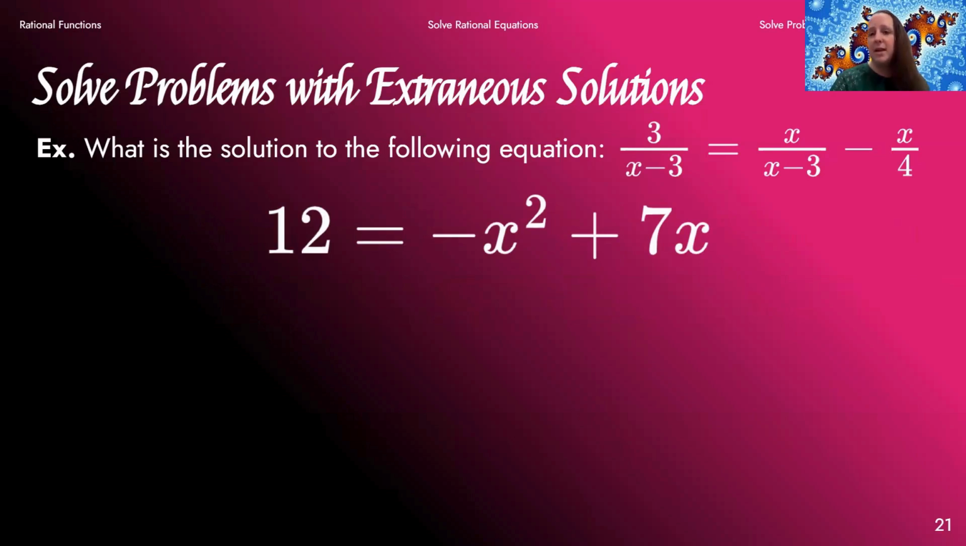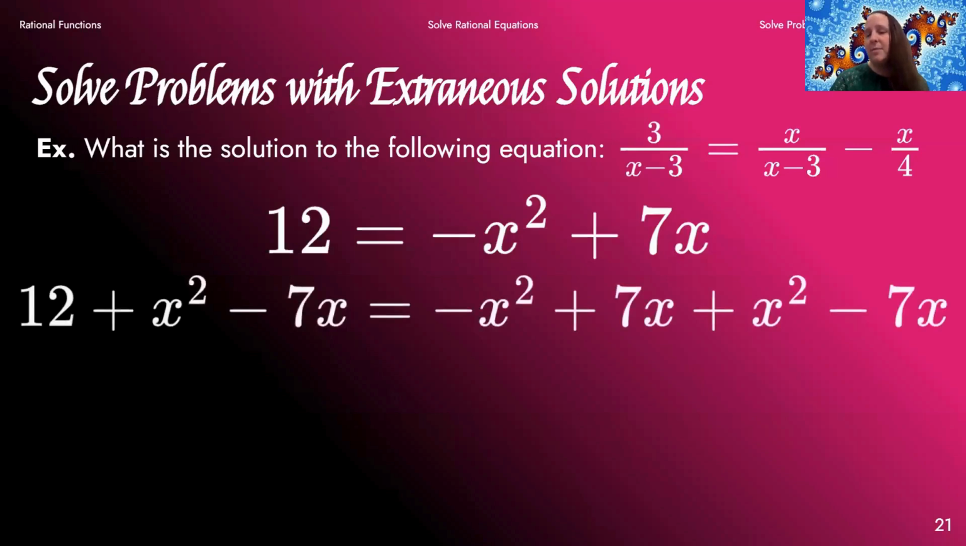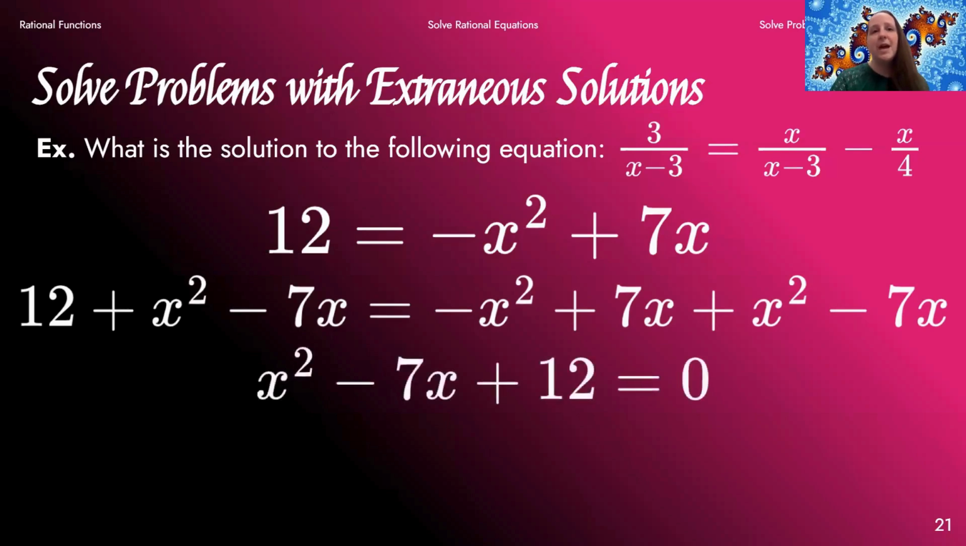I'm going to move everything to one side of my equation. And I want my x squared to be positive, so I'm going to move it to my left side of my equation. So that gives me x squared minus 7x plus 12 equals 0.